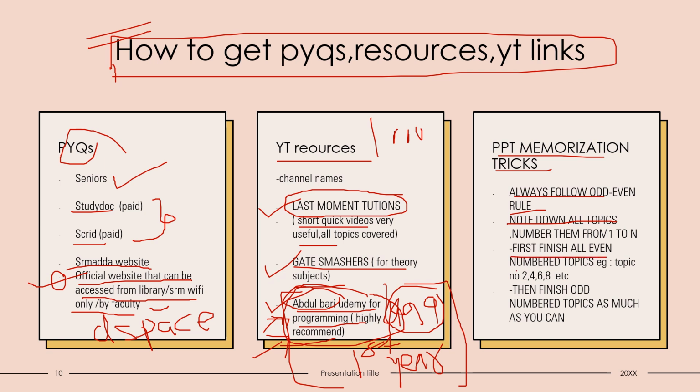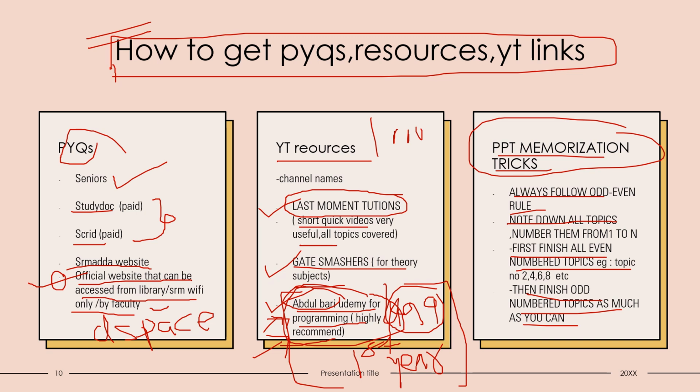First, finish all even numbered topics. Let's say finish topic number 2, topic number 4, topic number 6, topic number 8. Then finish odd numbered topics as much as you can, depending upon your time. The reason not to follow a sequential way of memorization is because this increases the probability of you covering most of the resources and of you answering the questions in the paper, because when you cover in this manner, there are high chances that the questions asked come from what you have prepared.